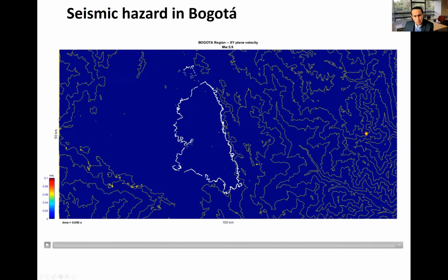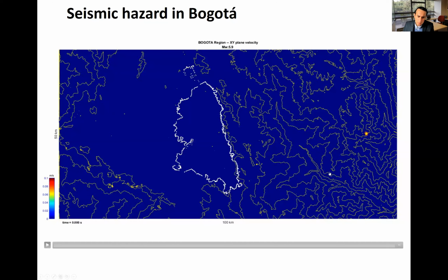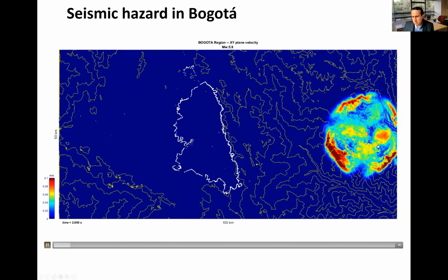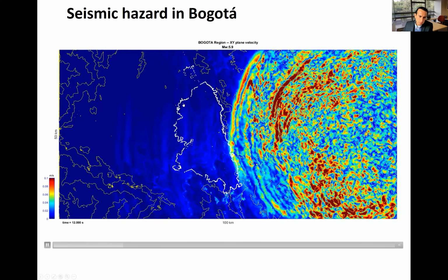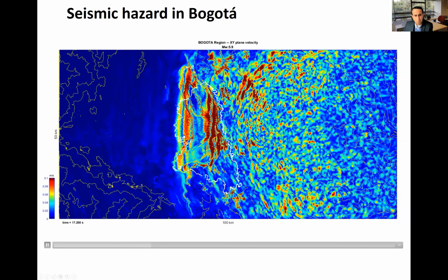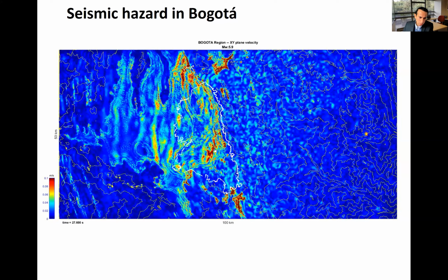Here I'm showing a plan of Bogota. This is a plan view of Bogota, and this part here are the mountains. This is a model we built with a PhD student, which has thousands of finite elements. So we were able to propagate an earthquake that happens in the mountains, and it will arrive to the city. The city is in a flat area that mainly has deposits of very soft soil.